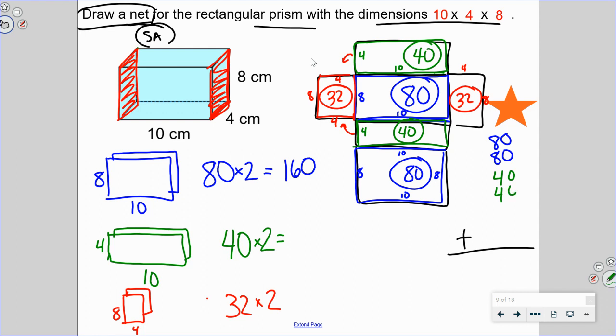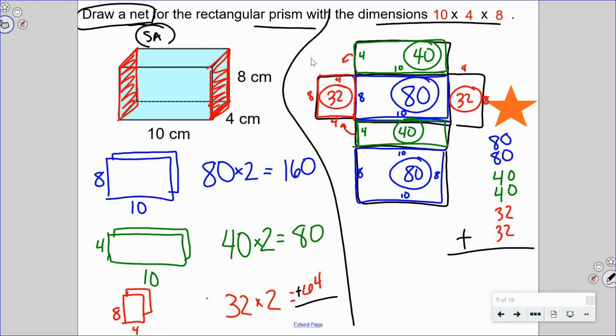2 40s, which not surprisingly is going to be 80. And 2 32s, or 64. So either way, you may draw either one of these, the left individual faces or the right net, because they're both going to give you all the area of the entire rectangular prism.